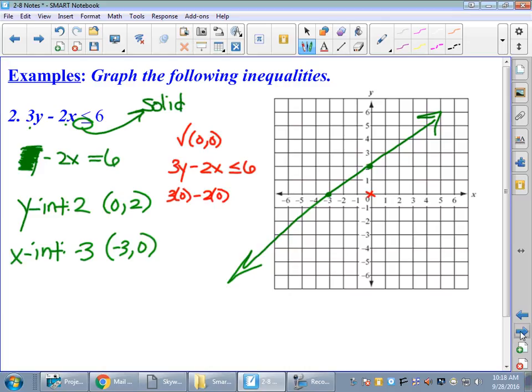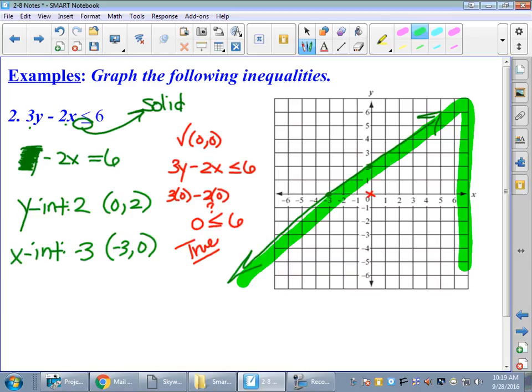What's nice about using zeros, though, is everything just disappears. So I'm asking, is 0 less than or equal to 6? And the answer is true again. So because that's true, I'm going to shade below this time. You shade true. So this time, my answer was true below it. Last time, it was true above it. You always shade true. That means those are the solutions.